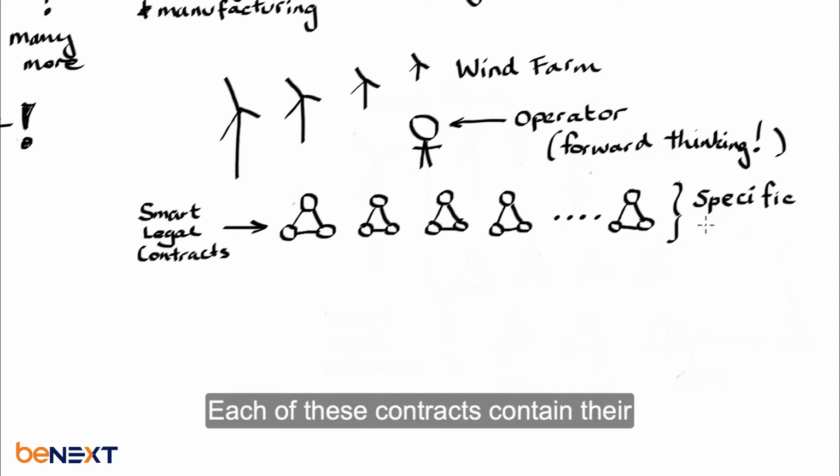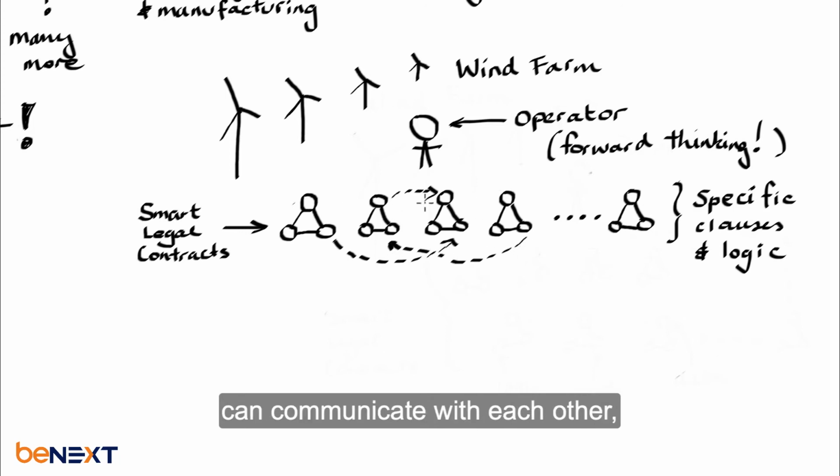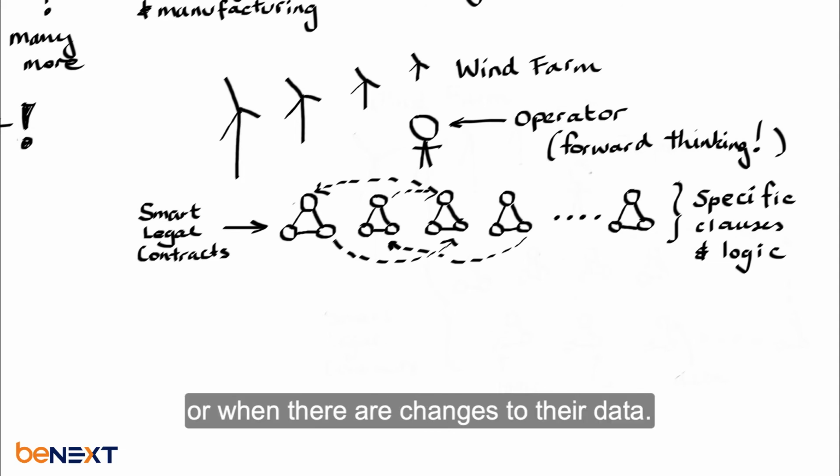Each of these contracts contain their own specific clauses and logic, which they execute automatically according to their interactions with the real world. Because smart legal contracts can communicate with each other, they can notify each other when clauses are triggered or when there are changes to their data.